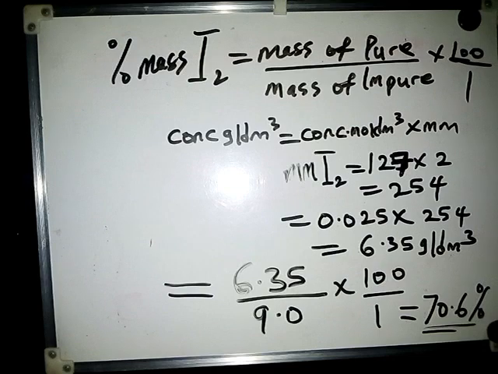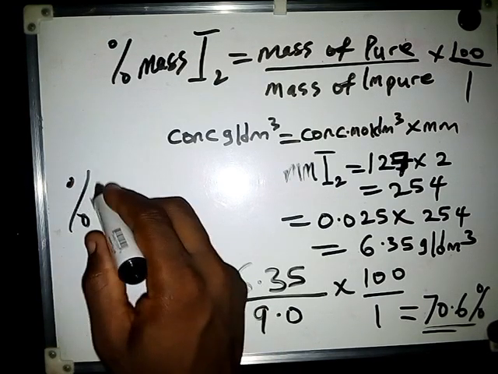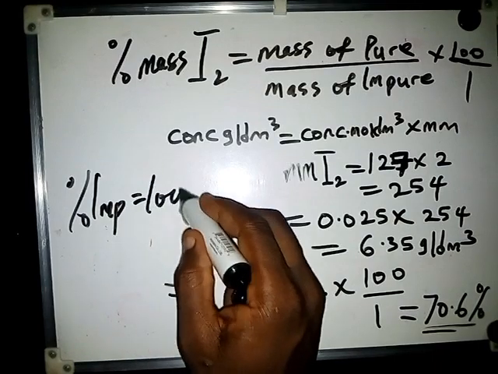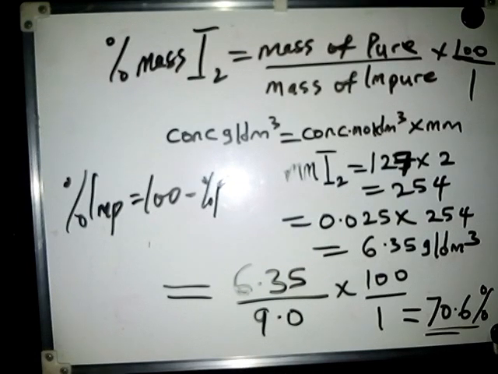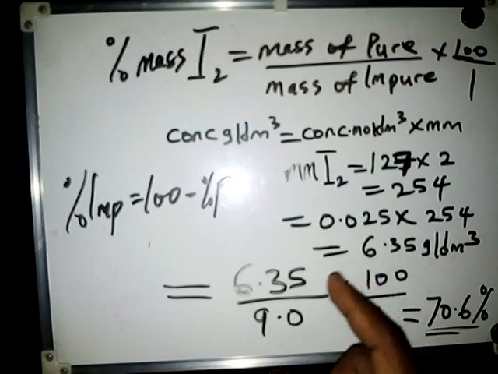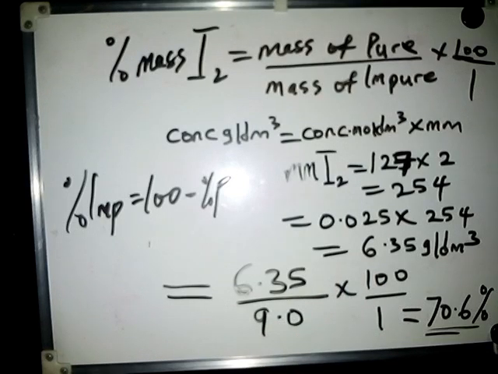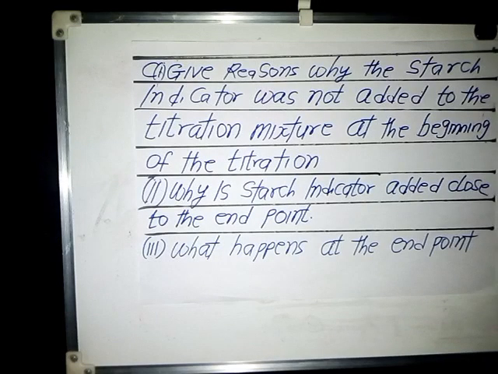Just for instance, maybe you might be asked to calculate percentage impurity. When you are asked to calculate percentage impurity, just know that percentage impurity is equal to 100 minus percentage purity. What it means is that if in this question you're asked to calculate the percentage impurity, you subtract this value from 100, and you get your percentage impurity. Understood? So these are follow-up questions.